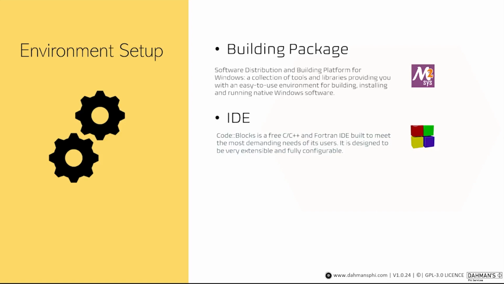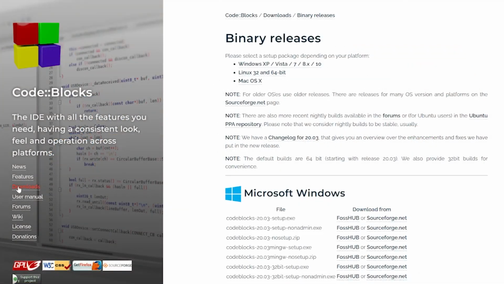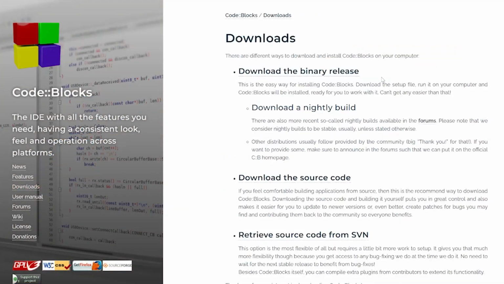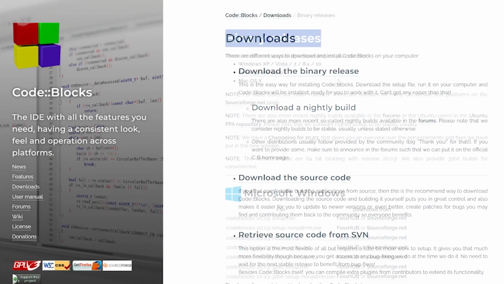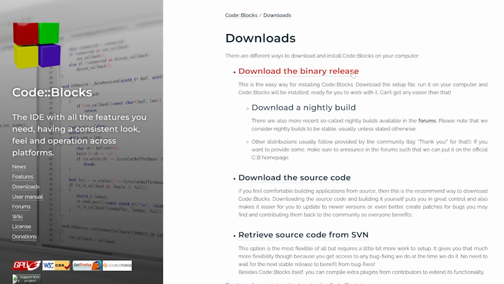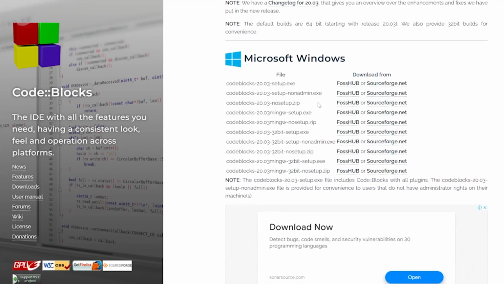Now, to install Code::Blocks, you just need to head back to the official website. If you are on Code::Blocks, you just need to hit Download, and then you can see different kinds of downloads, depending on the operating system. So we need to go to this binary release. And then we can see here different editions for Windows that we can install from.